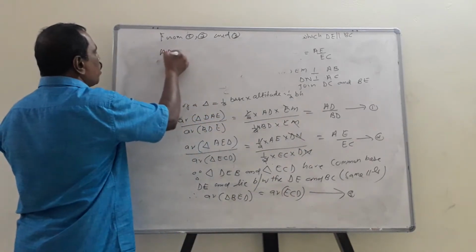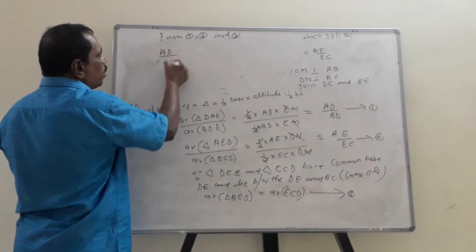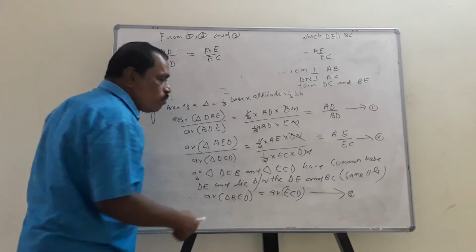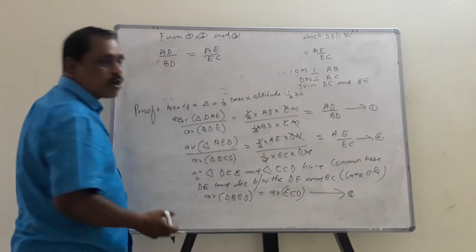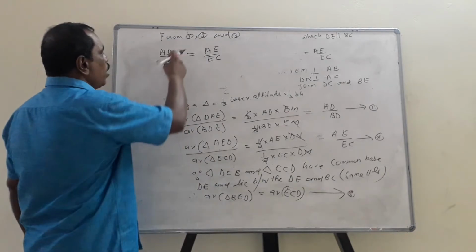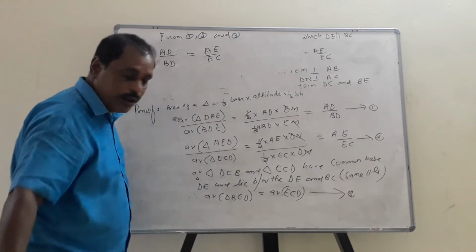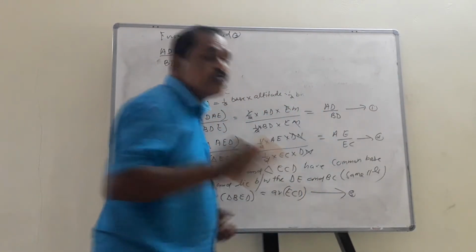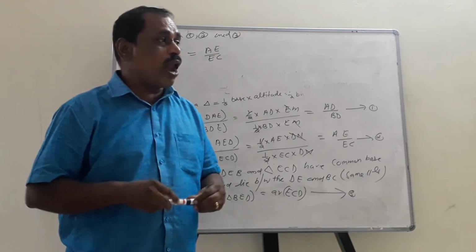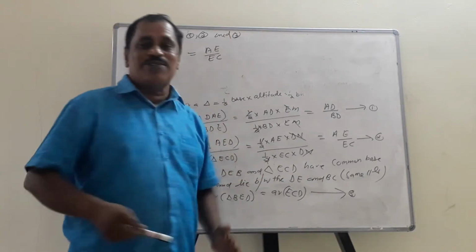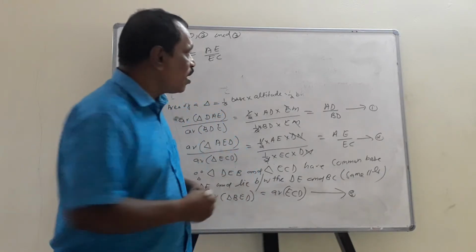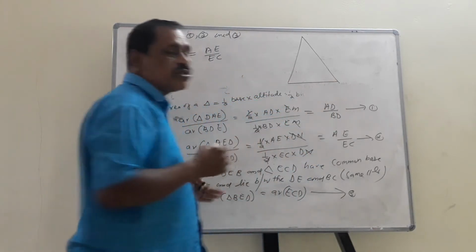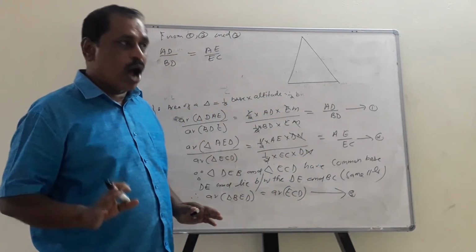AD divided by BD equals AE divided by EC. In the first one the numerators are equal, and here the denominators are also equal. Hence proved. That means in a triangle, always remember the statement: a line parallel to one side intersecting the other two sides divides the other two sides in the same ratio. That is the proof, and this is enough to be written for 4 marks.